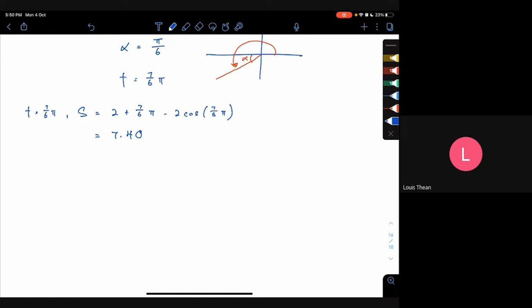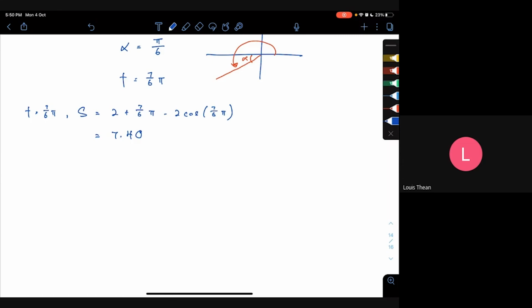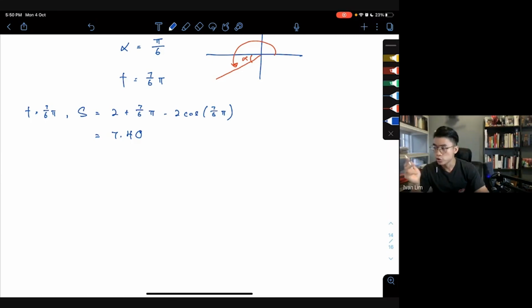The answer I look is 12 plus 7 pi over 6 minus 3. 12. How you get 12? Is the value 7.40? Yeah. Same. Okay. I'm not so sure, but don't do.